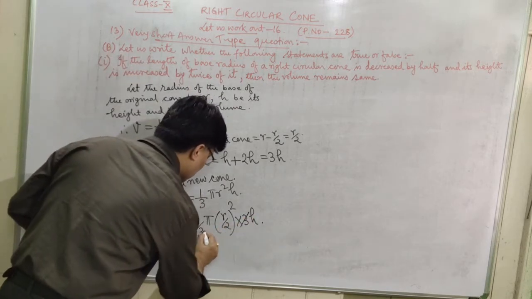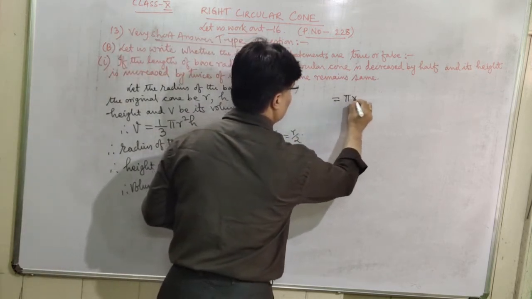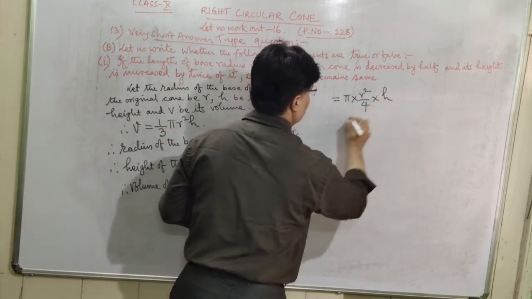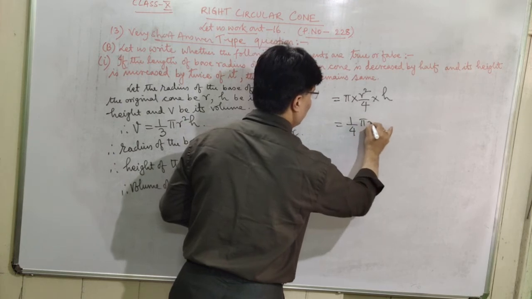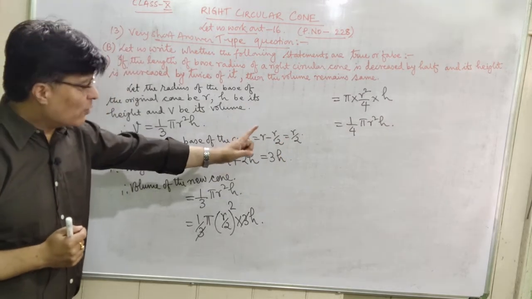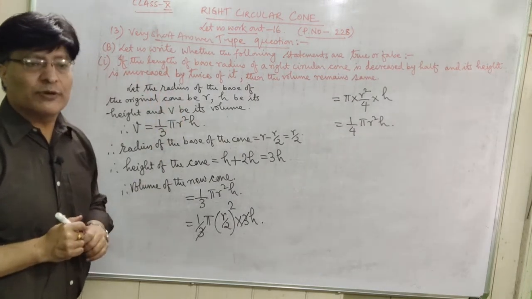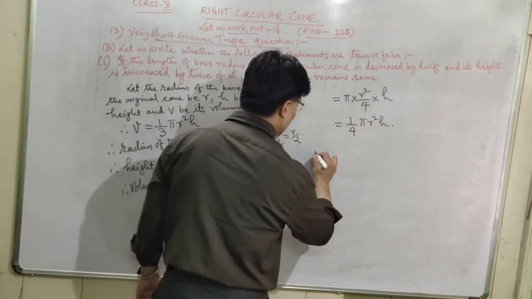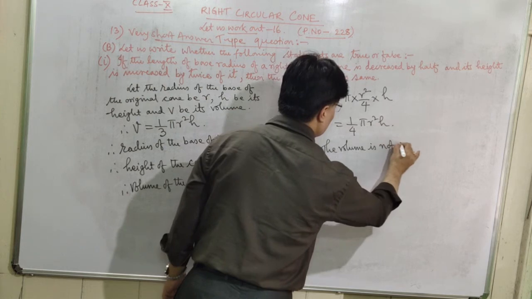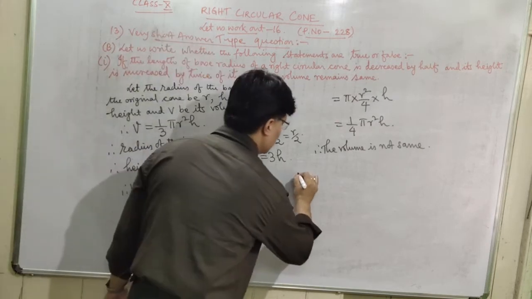Okay, so here 3 gets cancelled, which is equal to pi into r square by 4 into h, which is equal to 1/4 pi r square h. So is this volume equal to the original volume of the cone? No, the volume does not remain same. Therefore the statement is false.